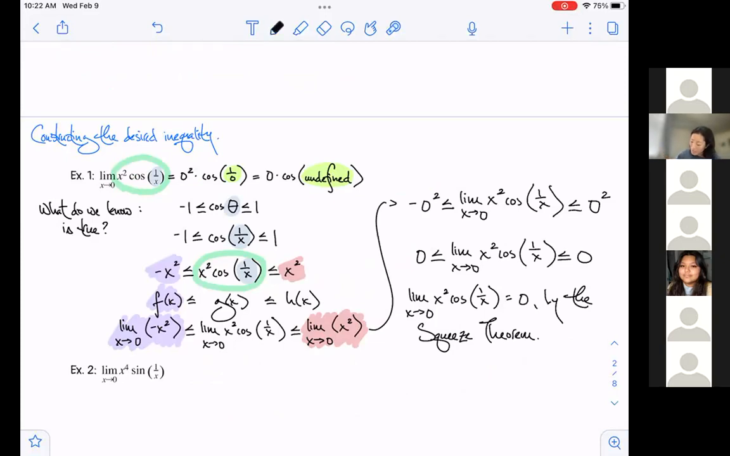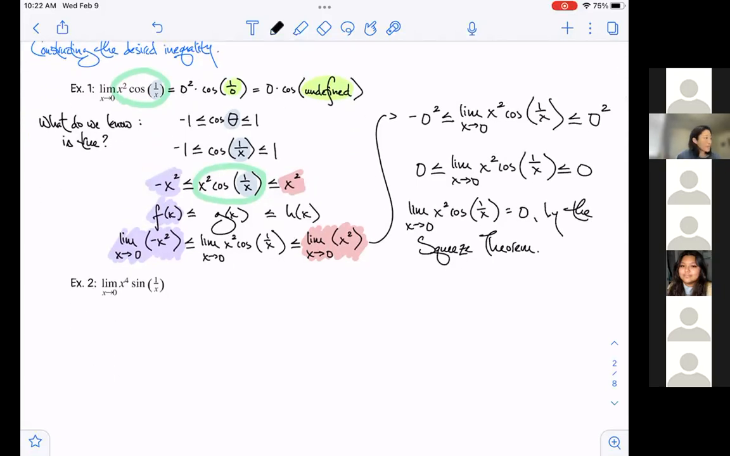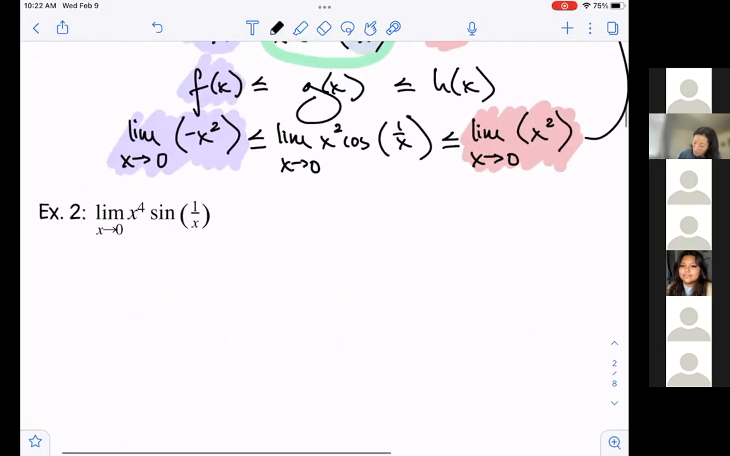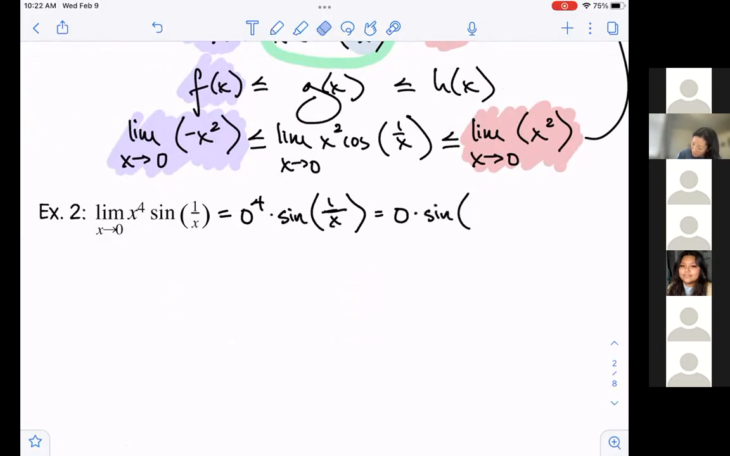All right, let's try example 2, which is pretty similar to example 1. For example 2, we see this question, and we say, Judy said we should always try substitution first. We get 0 times sine of 1 over 0, which is undefined, because 1 over 0 is undefined, right? And so that's a problem point for us.